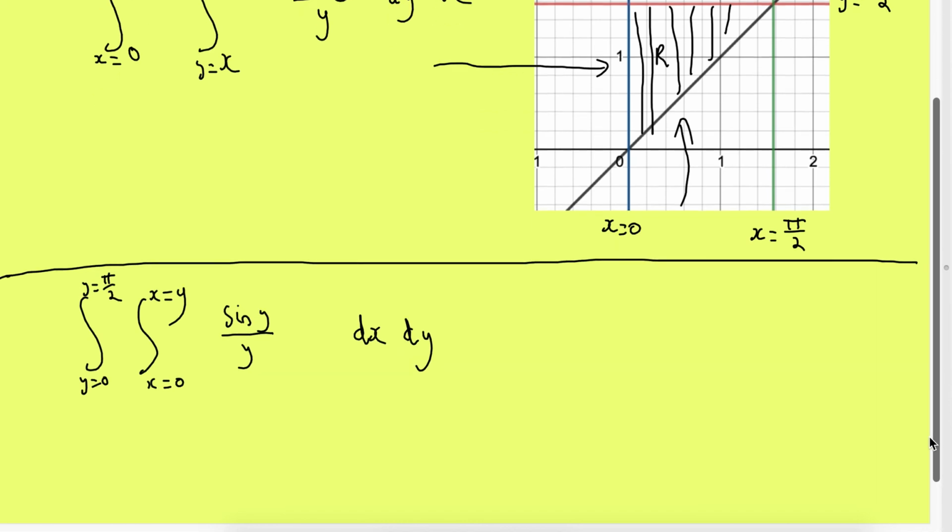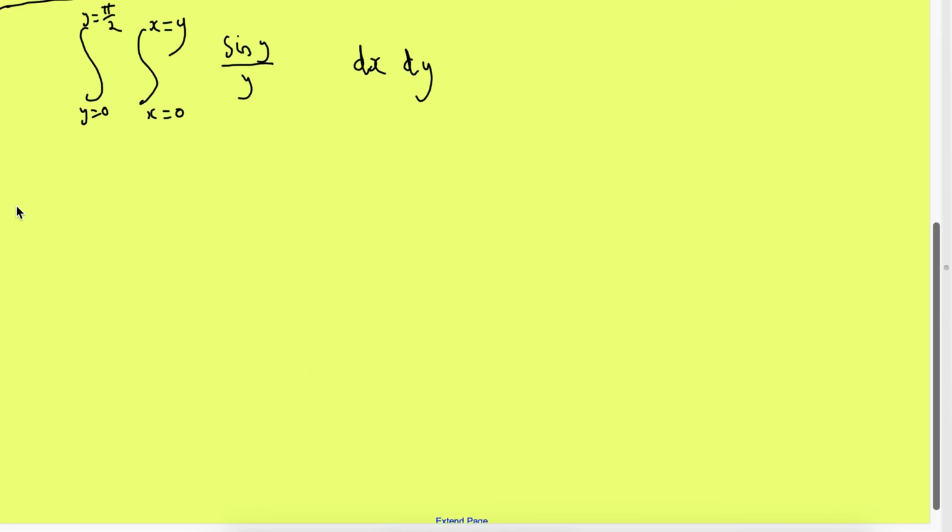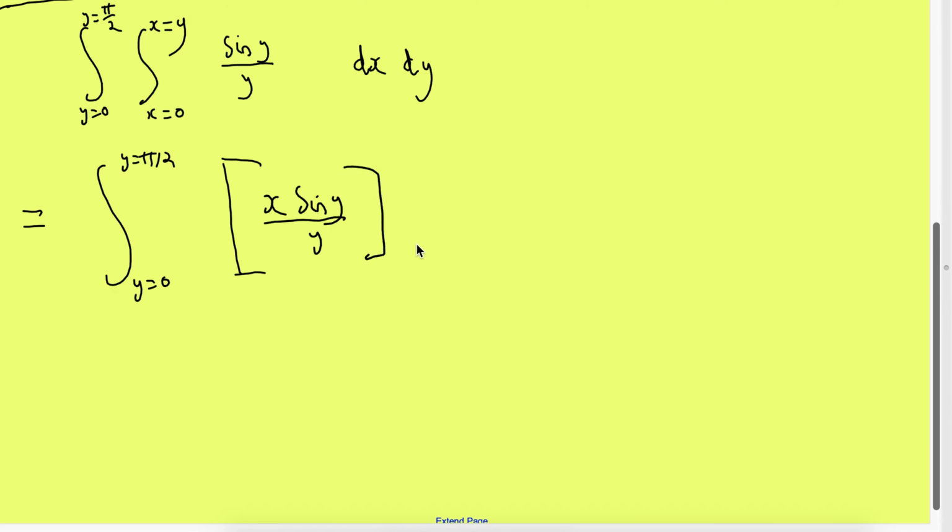So let's integrate this then, because that function before is something I couldn't integrate. It's horrible. Right, so that's just all a constant because it's in y, so I'm integrating with respect to x. That's x multiplied by sine y over y. And my limits are x equals y and x equals 0, dy. Just write that a wee bit clearer.